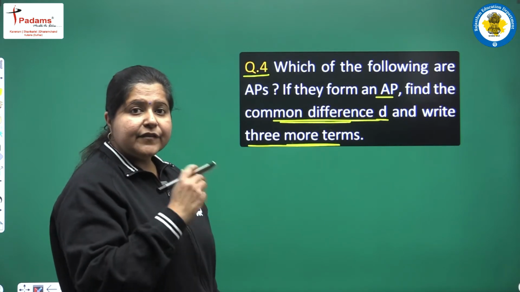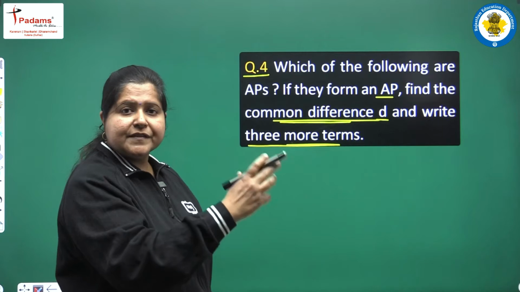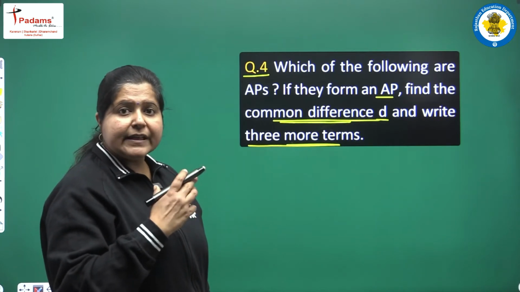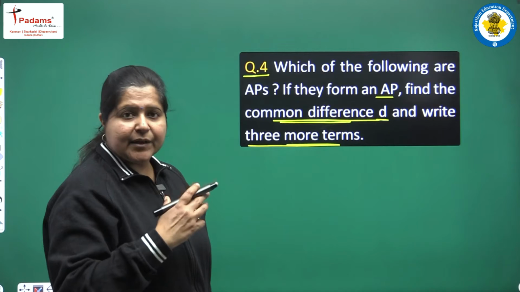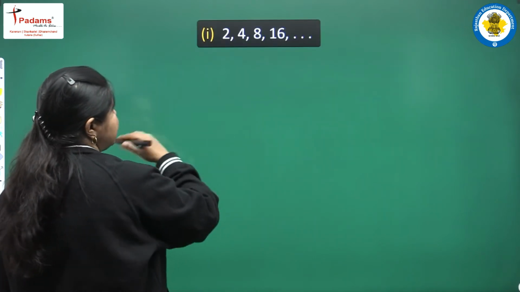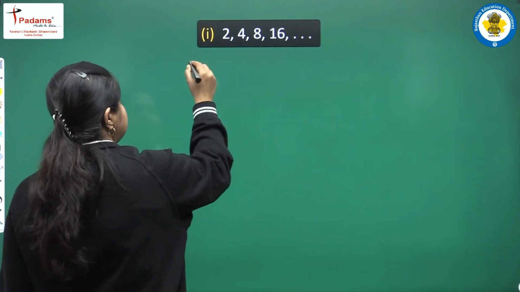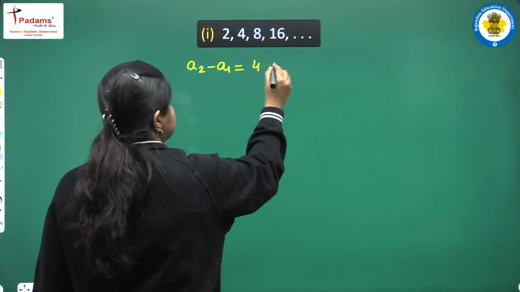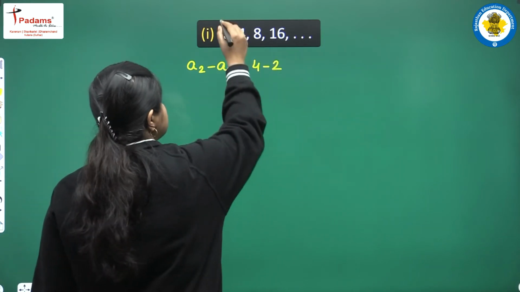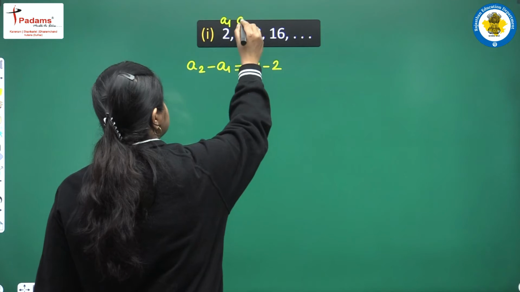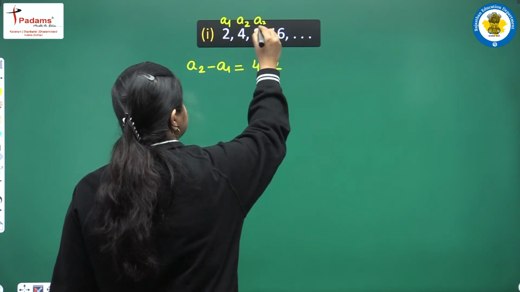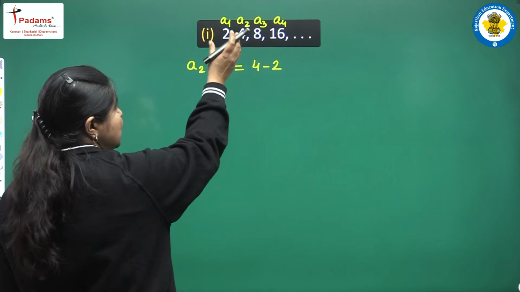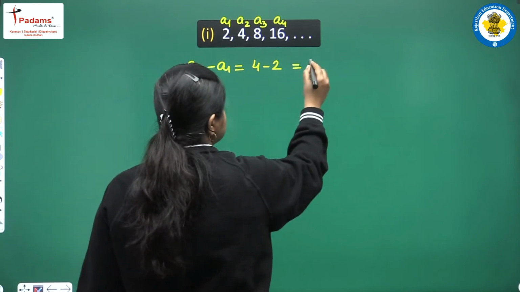We will find the difference between two consecutive terms, and if the difference comes out equal, then the given list of numbers is an AP. Let us see. This is the first one. So here first we find a2 minus a1. It will be 4 minus 2. You understand that the first term is a1, second is a2, third term a3, fourth term a4. So we are finding the difference between a2 minus a1, it will be 2.